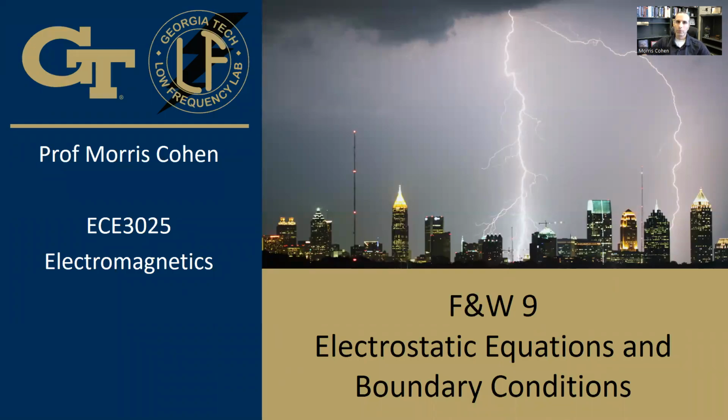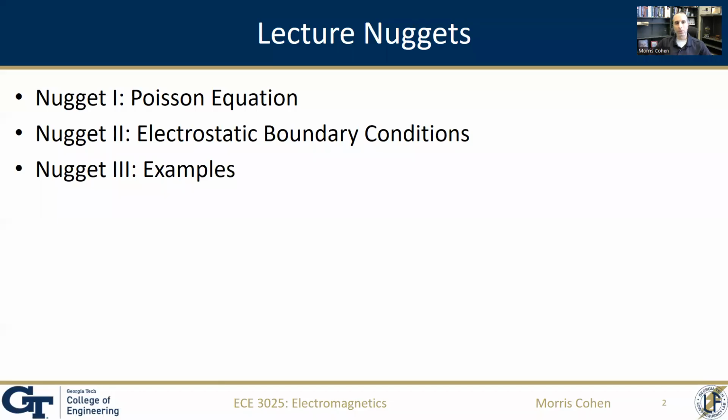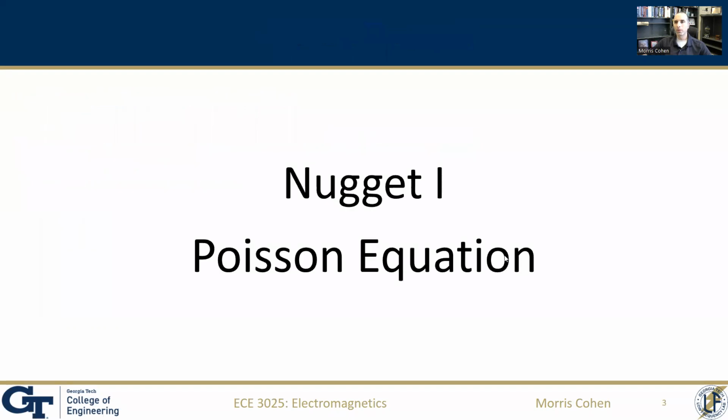In this lecture, we are going to be introducing electrostatic equations, in particular one called the Poisson equation, and then we'll go over boundary conditions, where for the first time we will talk about materials that meet together and what kind of rules apply in those situations. So we have three parts to this lecture. The first is the Poisson equation, second is electrostatic boundary conditions, and finally we will go over some examples. So let's start out with the Poisson equation.